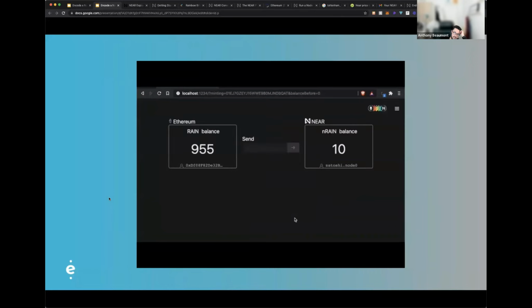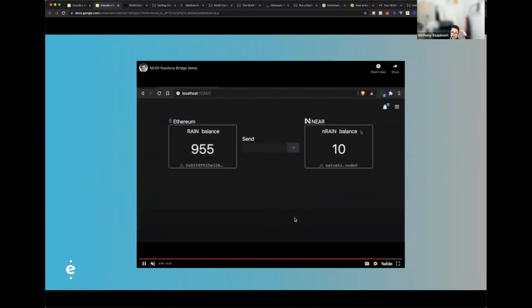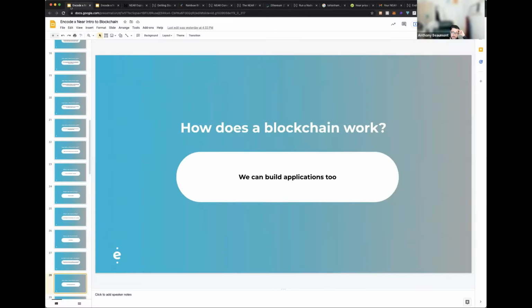And there it's done. We have moved an asset. We have moved 10 Rain from Ethereum to be 10 nRain, which are equivalent on NEAR. This is very cool indeed. And again, lots of cool stuff we've done, particularly in hackathon around this.